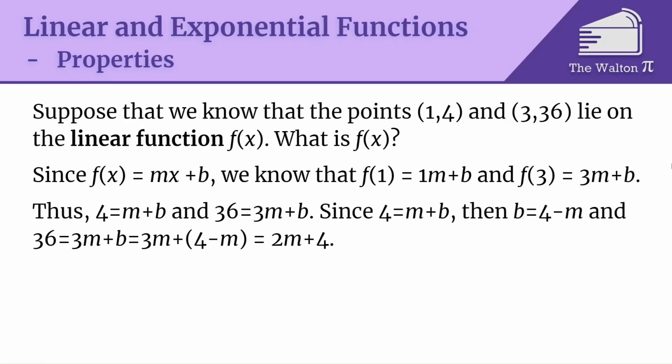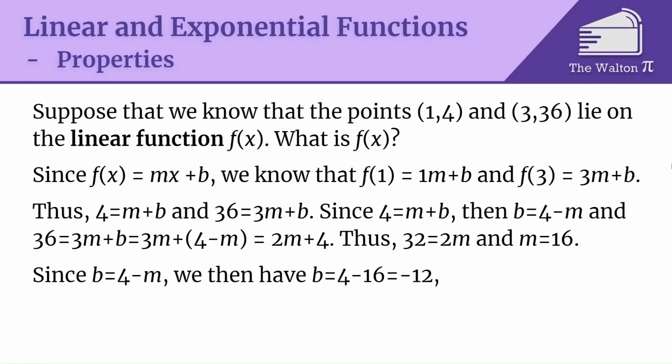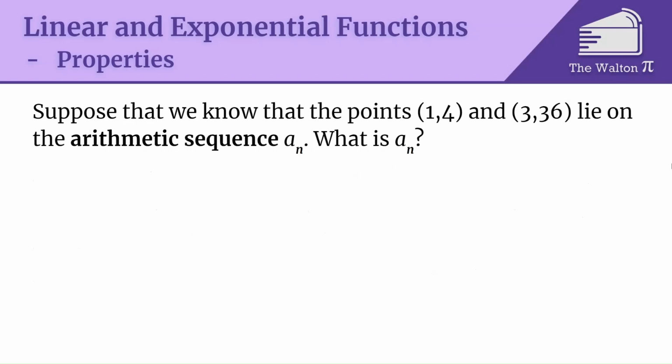So we get 3m plus 4 minus m, because that's our value for b, which becomes 2m plus 4. So 32 is equal to 2m, which means that m is going to be 16. Then, since b is 4 minus m, we have b is 4 minus 16, so it's negative 12. So that means that f of x is 16x minus 12. That is going to be the linear function that passes through the points 1, 4 and 3, 36.